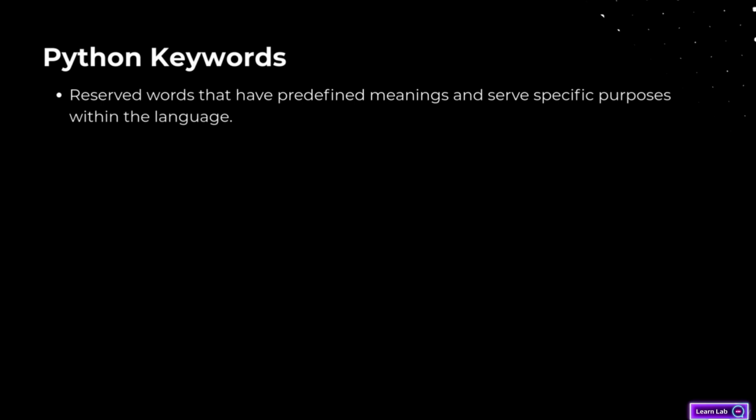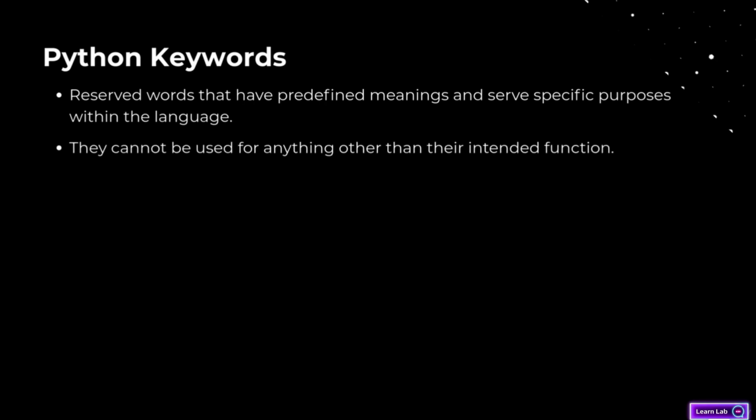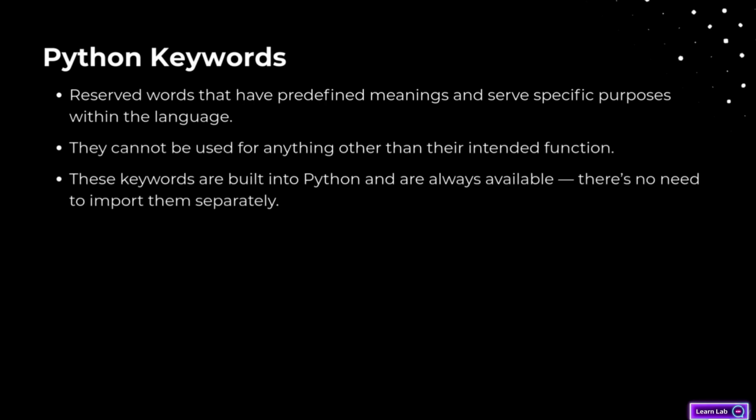Python keywords. Keywords in Python are reserved words that have predefined meanings and serve specific purposes within the language. They cannot be used for anything other than their intended function. These keywords are built into Python and are always available. There is no need to import them separately. As of Python's current version, there are 35 keywords.